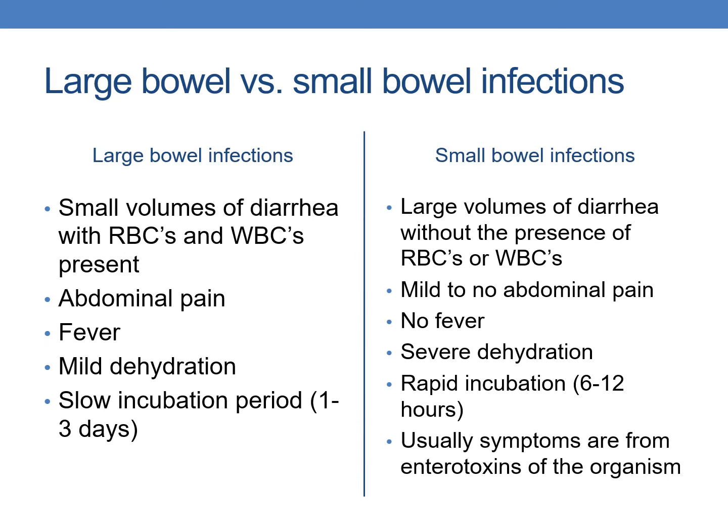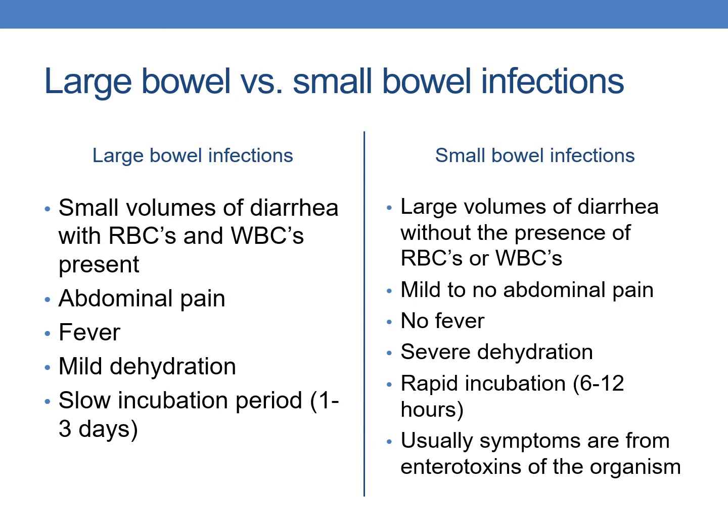So the invasive pathogens are the ones that affect the large bowel, and the toxin-producing pathogens are the ones that affect the small bowel. In a large bowel infection, there are small volumes of diarrhea only, but you can see red cells and white cells in the sample. People that have large bowel infections of invasive pathogens have abdominal pain, fever, mild dehydration because they only have small volumes of diarrhea, and there's usually a slow incubation period of 1 to 3 days. And again, some examples of invasive pathogens would be Shigella and Salmonella.